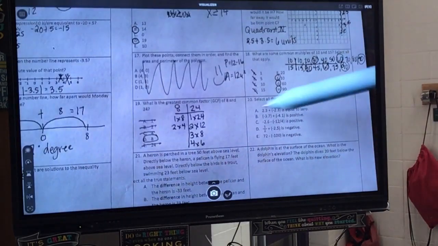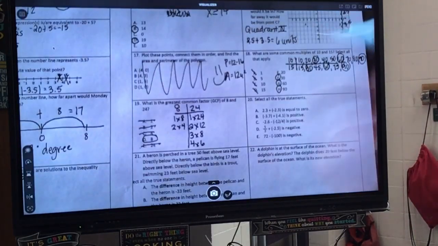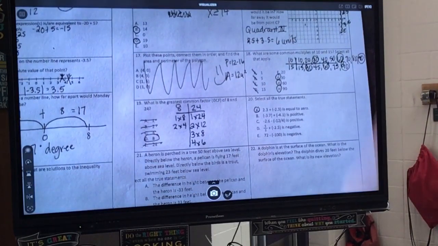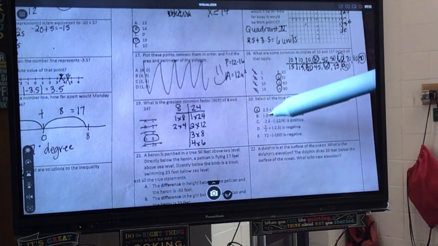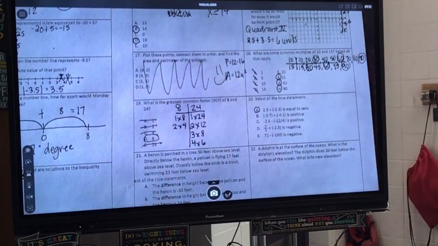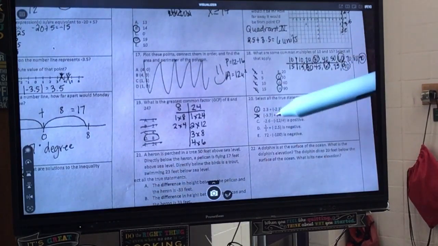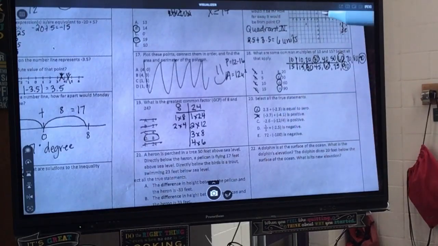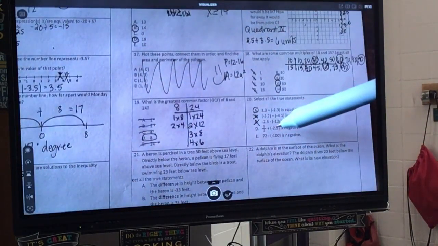So stand up if you said A is true. It is true because 2 and 3 tenths minus 2 and 3 tenths is equal to what? 0. Stand up if you said negative 3 and 7 tenths plus negative 4 and 1 tenth is positive. Thank you, Lord. All right, stand up if you said negative 2 and 6 tenths minus negative 12 fourths is positive. Perfect. All right, stand up if you said 5 halves plus negative 2 and a half is negative.